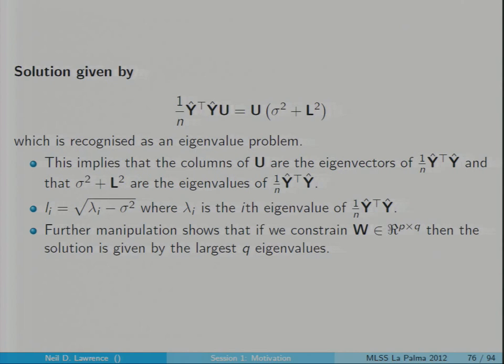So further manipulation shows that we can constrain this. Then the solution is given by the largest eigenvalues. What you don't see here is that the eigenvalues you need to retain, if you're reducing the dimension of U, are the largest ones. But you can show that as well. So the Q largest eigenvalues.